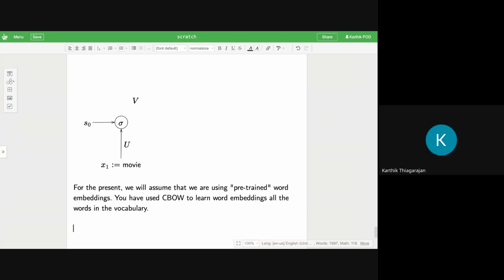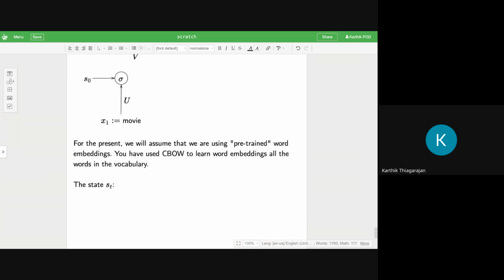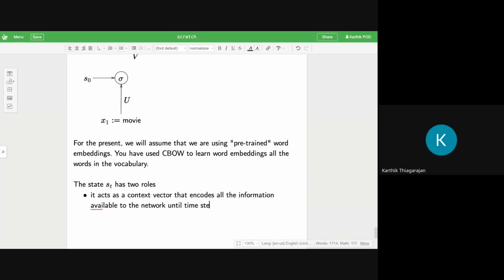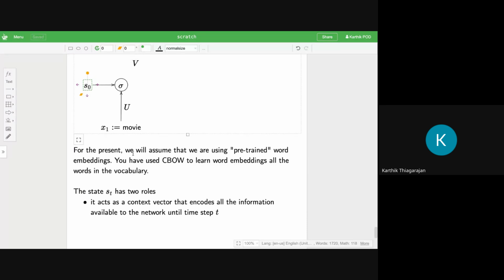So the state, S_t, is actually doing two things. One is it acts as a context vector that encodes all the information available to the network until time step t, meaning S3 will have whatever information you have gathered from time steps 1, 2, and 3: x1, x2, x3. To begin with there is just S0. S0 has no context, because you are at time step 0 and no action has happened so far. So S0 is 0, 0, 0, a vector of zeros. That is one role. I'll come to the other role in a moment.